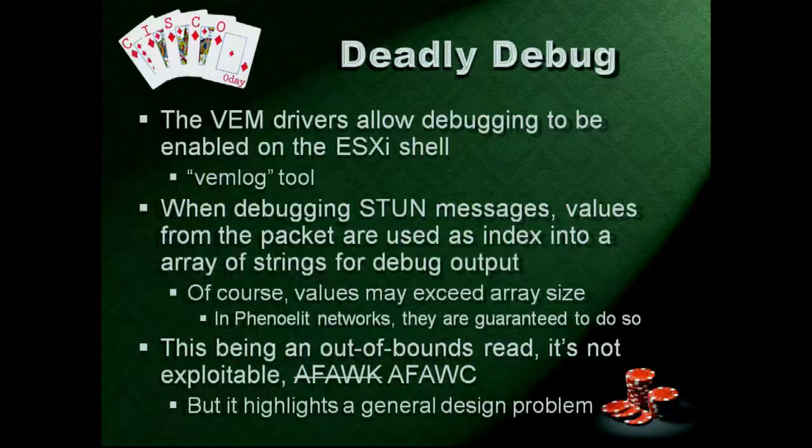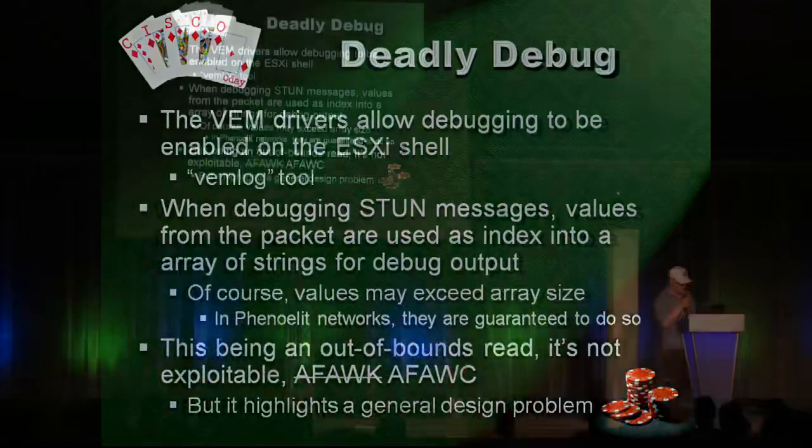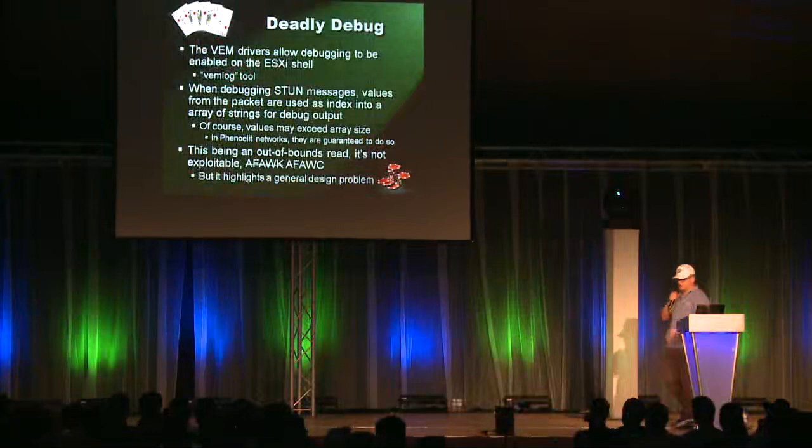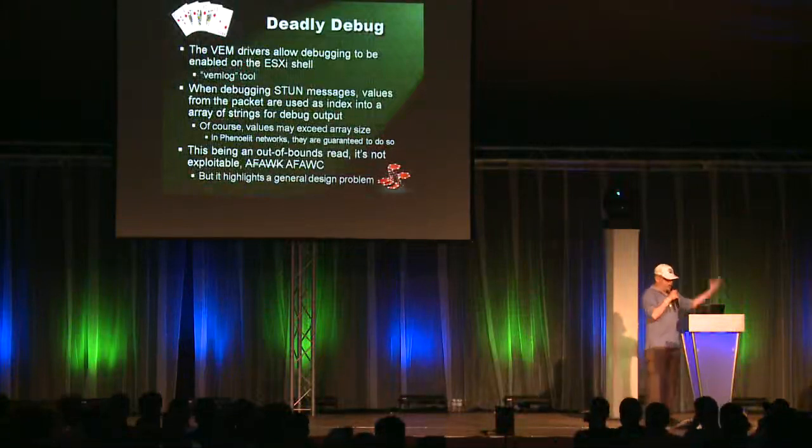Now, if you ever ran any Cisco equipment, you know the most important command that you can have is called debug. Because shit doesn't work, and then you debug until it does. So, of course, on the ESXi, there's also debug. In this case, it's called vemlog. And when you turn on debug on Cisco code, it usually means that they take values out of packets and use them as an index in an array, which they do here.